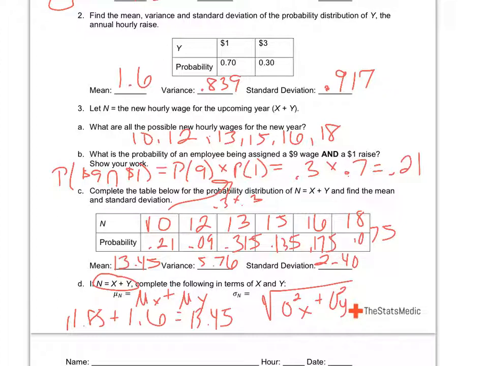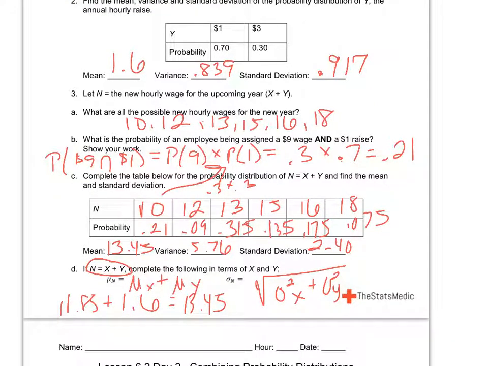Okay, so let's look at what that would be. Our standard deviation of X is 2.22, so 2.22 squared plus the standard deviation of Y, which is 0.917 squared. Apparently I ran out of room.